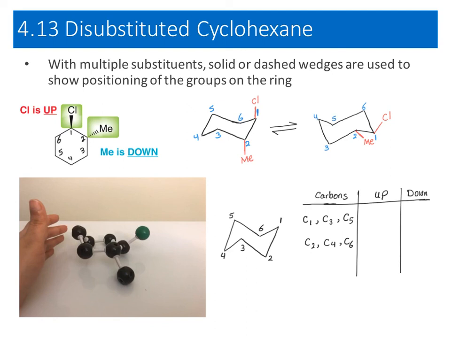Now, which one is more stable? The second structure is more stable because both groups are in the equatorial positions and they don't have any 1,3 diaxial interactions. Therefore, this one is more stable.